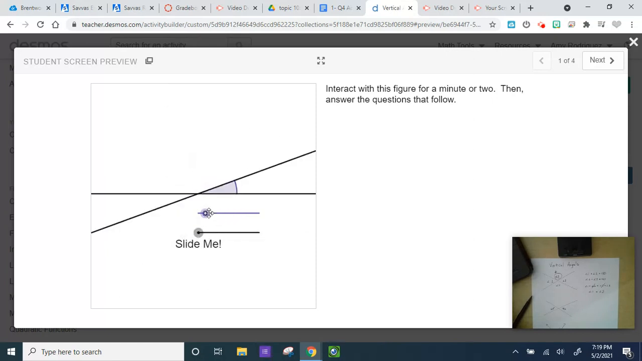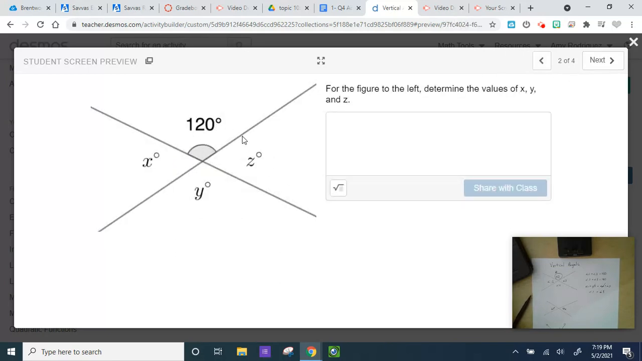No matter how I mess with this angle, maybe making it really obnoxiously big, that one across from it, which we use the term vertical, even if they're not really up and down, it's still called vertical. They're always going to match. And so up here we see that if this is 120, then y is going to equal 120 as well. And then x and z are going to be the same.